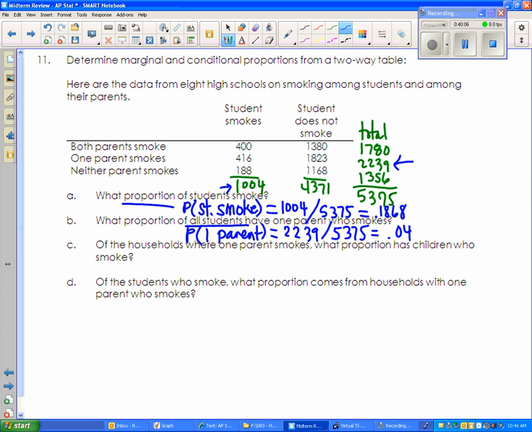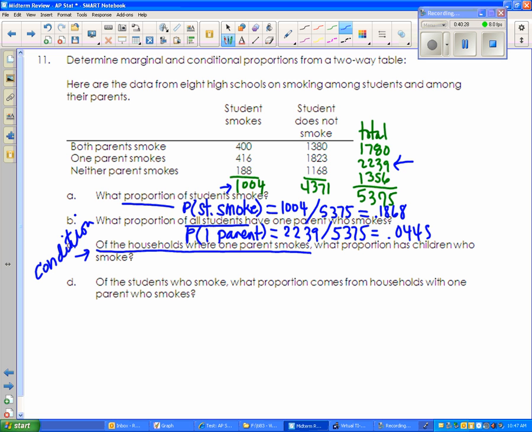And this should be 0.0445. And then in letter C, of the households where one parent smokes, this is now a condition. I'm not looking at everybody. I'm only looking at a certain portion of my table.